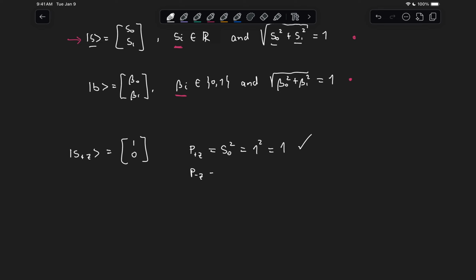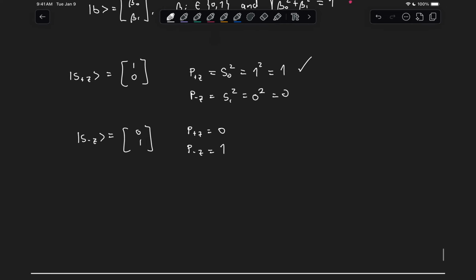And similarly, for the probability in the minus z direction, we have s1 squared, which is 0 squared, which is equal to 0. We can do the same thing for spin in the minus z direction, which was (0, 1), and we can show that the probabilities correspond to 0 and 1. Now let's look at the more interesting example of spin in the plus x direction.